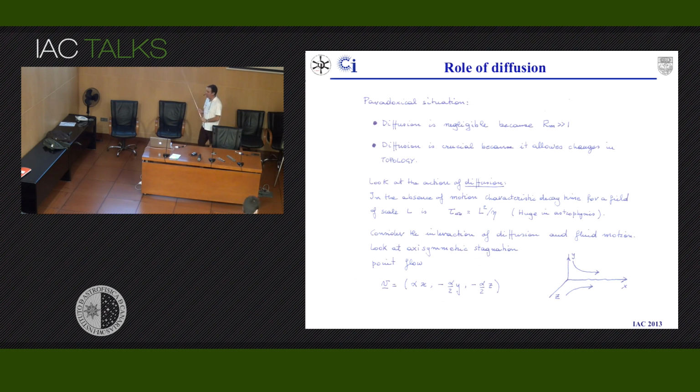So we have this paradoxical situation. Rm, the magnetic Reynolds number, is huge. You would like to just throw it away. But if you throw it away, you get into these completely crazy situations where you cannot evolve magnetic fields. You can't do anything with them.